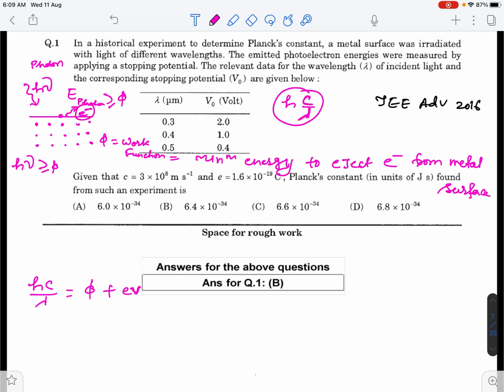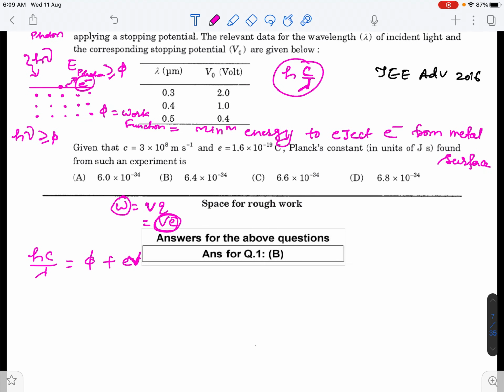You know that work done can be written as potential into charge. The charge is e and the potential is V. So this V is not velocity, this V is potential. Work done is the change in kinetic energy, so the kinetic energy can be written as e into V. I'm using this equation to solve this question. I have given you the basic idea of how you can relate this question.